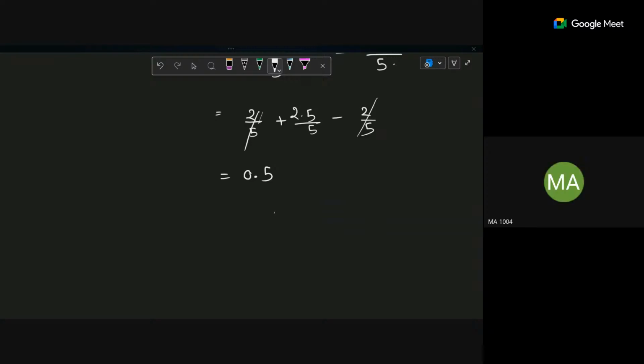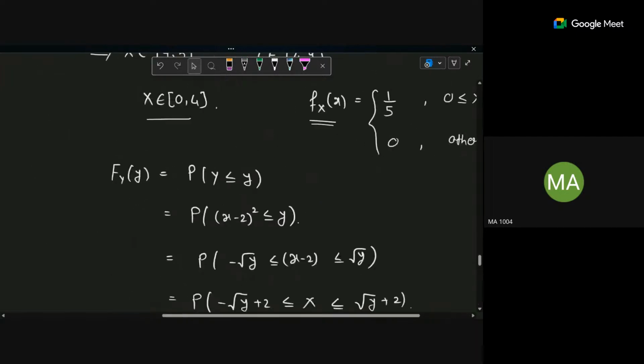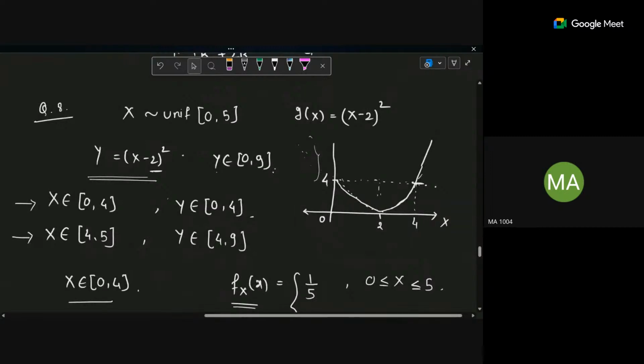Ma'am, can you summarize the previous question with the stepwise method? Yeah, sure. See, x was given as a uniform distribution from 0 to 5, and there is another function g of x, x minus 2 the whole square. So I just wrote y is equal to g of x. Okay, you can take it as y is equal to (x minus 2) square.